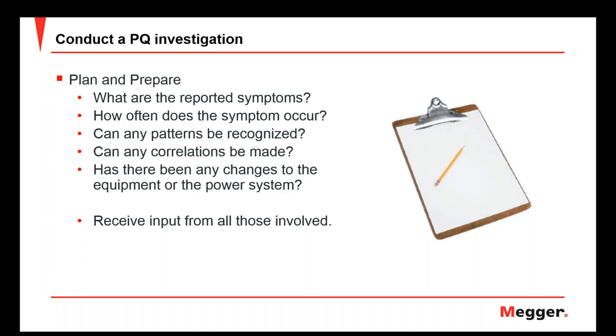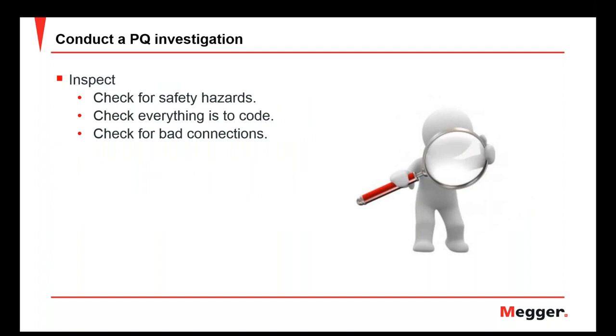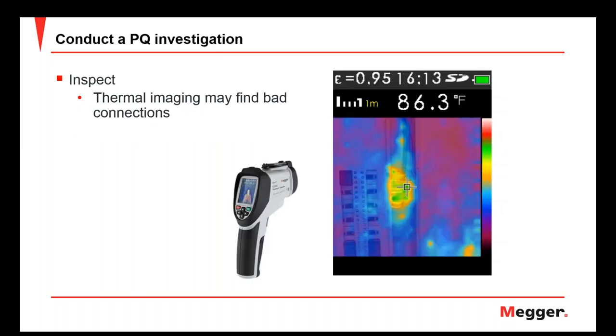And here's the biggest one, which is probably the toughest too, is to try to receive input from all those involved, which is nearly impossible. Typically, when dealing with an issue, I always find I'm talking with one individual. But it's good if you can talk to multiple individuals, because others may have noticed something the others didn't. So it's a very good thing to do to try to get information from more than one person if possible. Inspect everything. Check for safety hazards, check that everything's to code, and check for bad connections. Now, this is where a thermal imager may come in handy, because this will help find hotspots before you even have to do anything.